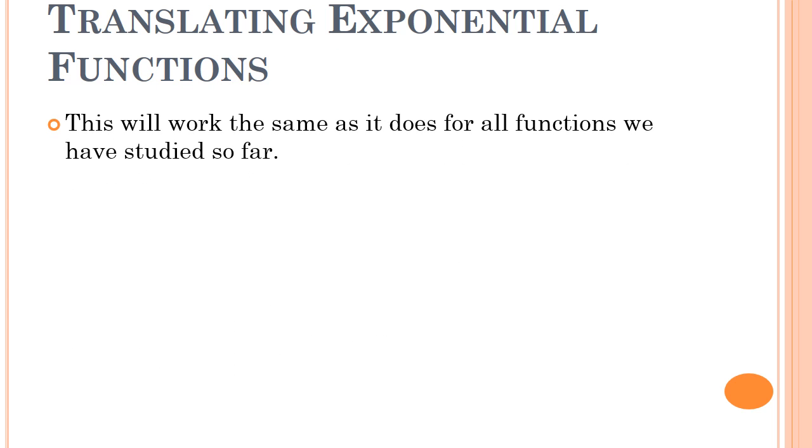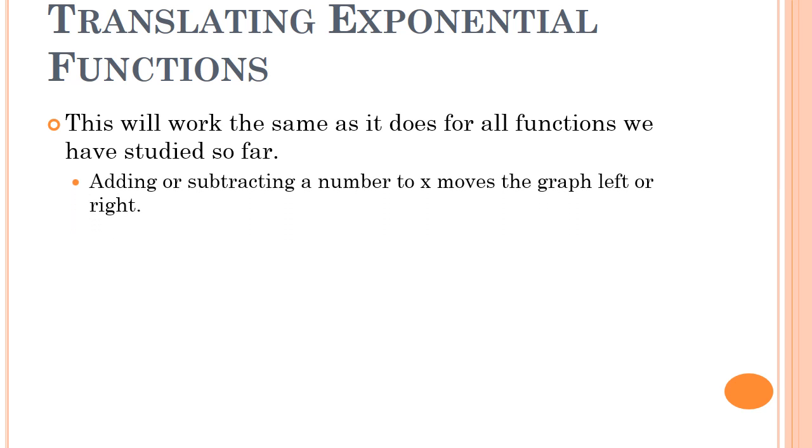So we're going to be doing some translating, and this is the same as we've been doing all year, so no big surprises there. Adding or subtracting a number to x, and remember this will be in the power now, moves the graph left or right, and it's the opposite of the way you think. So if you add a number to x, it's going to move it left. If you subtract, it'll move it to the right.